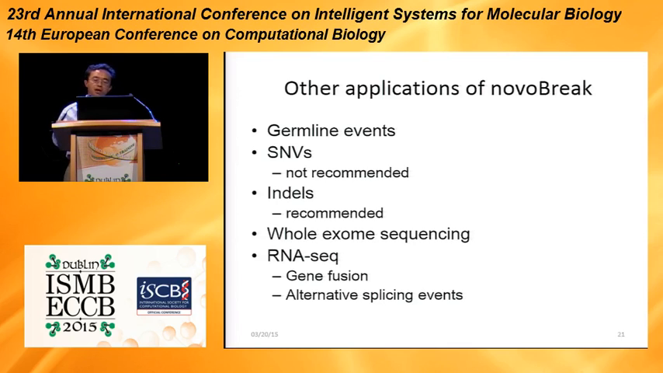apply our approach to RNA-seq data to identify gene fusions as well as alternative splicing events, in preparation for the next DREAM Challenge, which is the RNA-seq challenge coming next year. That's part of our reason. And we can also apply this to whole exome sequencing and not just whole genome. And we have yet to evaluate the potential of identifying SNVs from our assembly-based approach.